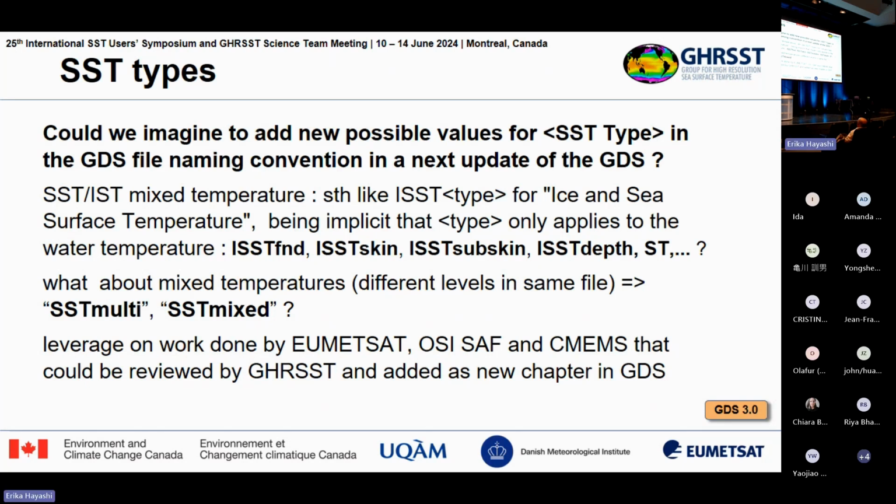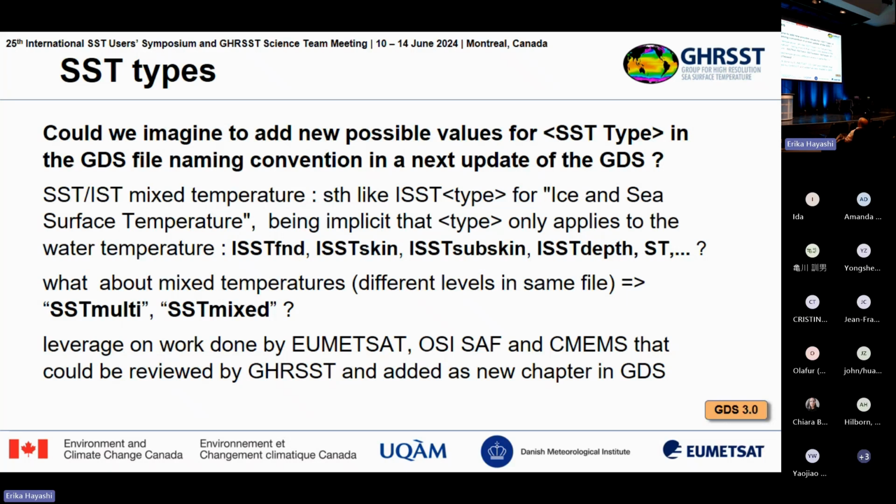For SST types, as I said, we have to account for new types of SST. So we need to think about a proper way to define these acronyms. These are some proposals, but this is the kind of thing that we need to discuss in the coming months to agree on the best way to deal with these multiple water surface temperatures in the datasets.